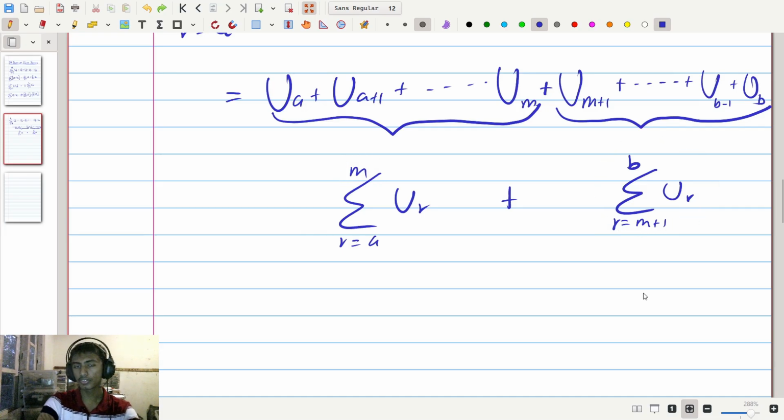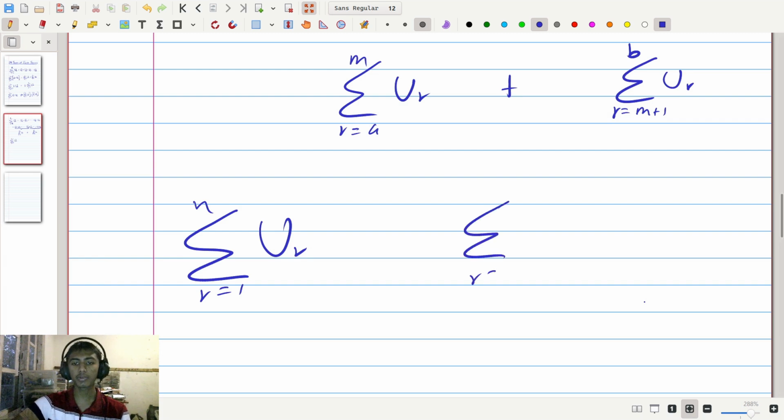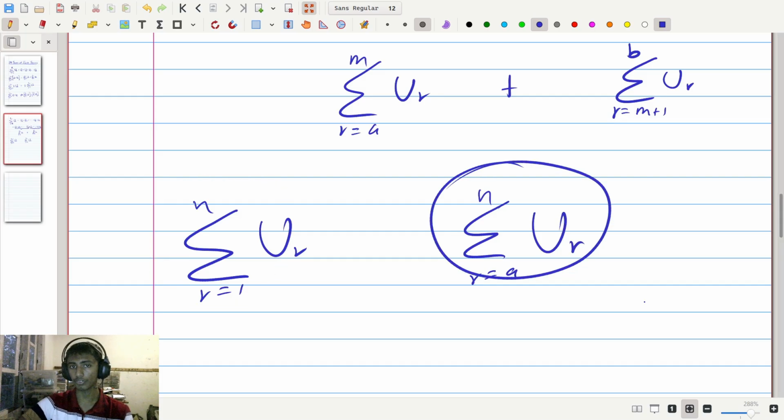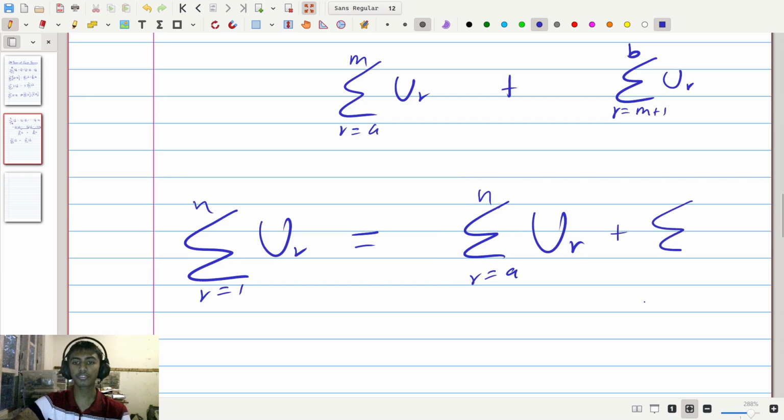You might be wondering how this comes in handy. This comes in handy if you have a common formula. Let's say for our purposes we have a formula for the sum from r equals 1 up to n of, let's say, u of r, but instead of this what we want is the sum from r equals, let's say, a up to n of u of r. Now we have the common formula for this. We do not have the common formula for this. However, we can find the formula for this if we simply equate the two and say this is equal to this plus the sum from r equals 1 up to a minus 1 of u of r.